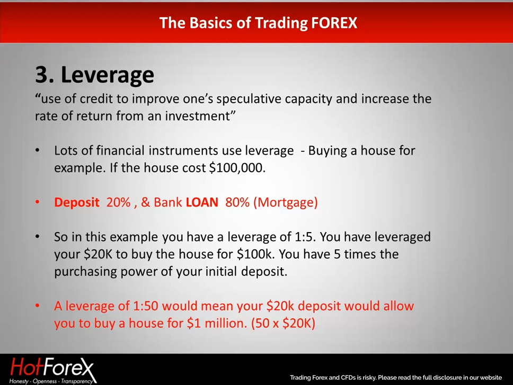So here your leverage is 1 to 5. You've put down 20% and the bank has lent you the remaining 80%. So you've leveraged your $20,000 to help you buy the $100,000 asset, the $100,000 house. So you have 5 times the purchasing power of your initial deposit, and that's what leverage is. It gives you greater buying potential power. A leverage of 1 to 50 in this example would mean that your $20,000 deposit would allow you to buy a house for $1 million, and that's how leverage works, across all financial instruments.